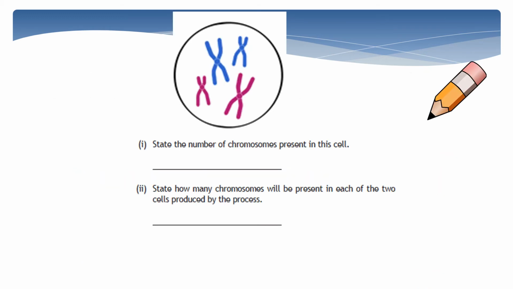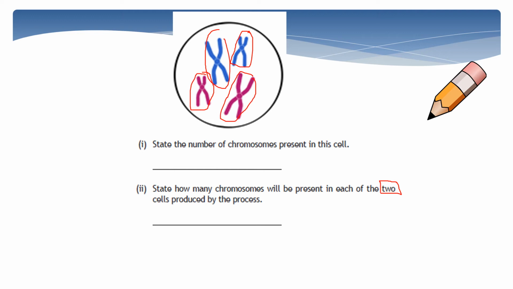Another common question that might be asked would be to state the number of chromosomes present in this cell. Now, to work this out, you would have to, first of all, count the number of chromosomes in the cell. So you try to do that and pause the video before I tell you the answer. So the answer would be 1, 2, 3, 4. So there's 4 chromosomes in that cell. Then you get asked, state how many chromosomes will be present in each of the 2 cells produced by the process. Now we know that the cells have to be genetically identical to their parent cell and to each other.